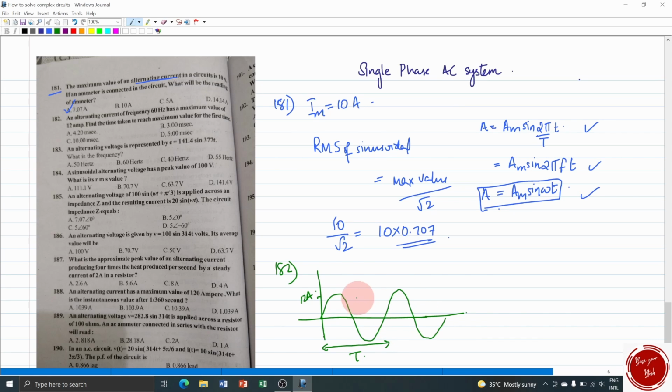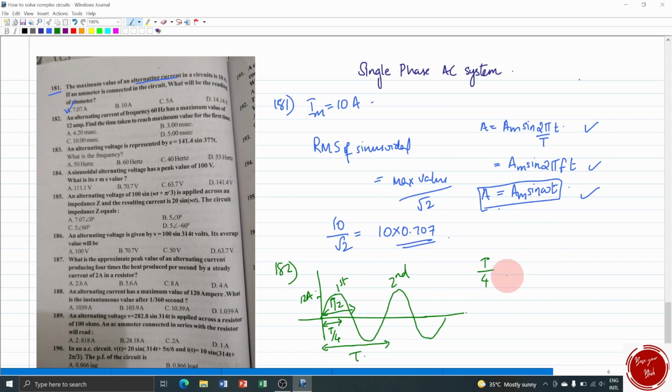So what is the time for the wave to reach its maximum value for the first time? You can see from this graph, it reaches the maximum value 12 ampere for the first time, second time, etc. So for the first time, we need the time value till here. Okay, and it is actually 1/4 of the capital T. This is actually T by 4, because the complete duration is T, half of it is T by 2, and again we need half of T by 2, that is T divided by 4.